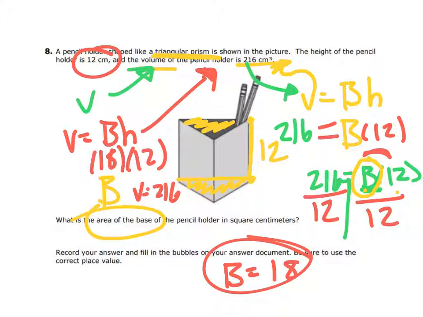Common mistakes are not knowing what to do with that, not seeing or reading this. Also saying that the height of the triangle was 12 and then trying to find it that way. Just make sure, and this one is mostly about making sure you read and pull out the information that you need.